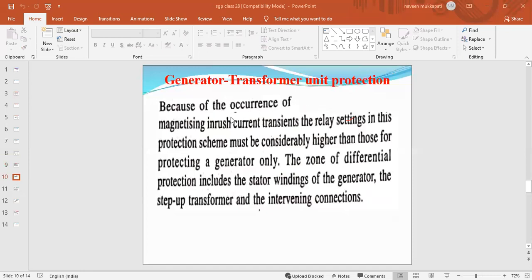Okay, because of the occurrence of the magnetizing inrush currents. Why are the inrush currents produced? That will be developed in the case of transformers. Due to that, faulted currents flow through the transformer winding. That will all be discussed in the transformer protection also. Due to those inrush currents and transients, the relay settings in this protection scheme must be considerably higher than for the protection of generators.